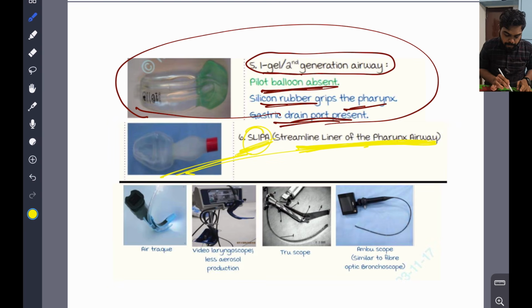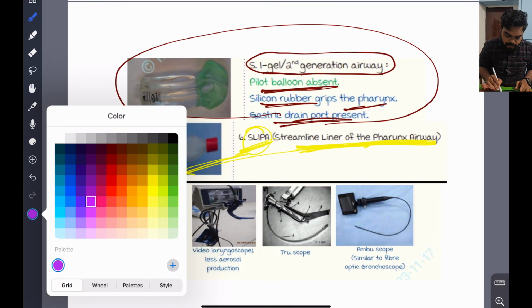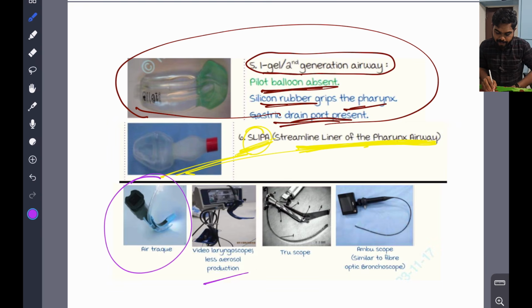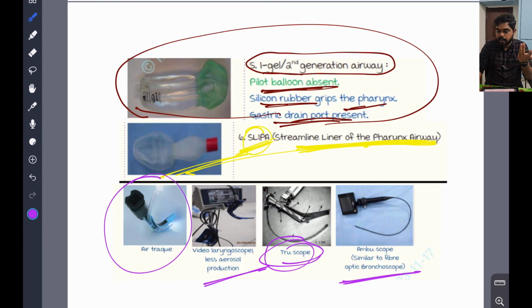Okay. Now we have some advanced things in these anesthesia setups. We have something called AirTraq. You can see AirTraq, video laryngoscope, and TrueView scope. You can see the images, and this is the Ambu scope. Okay, so very important. There are advanced things also. These are the spotters we can get as direct questions, and video based questions will be there.